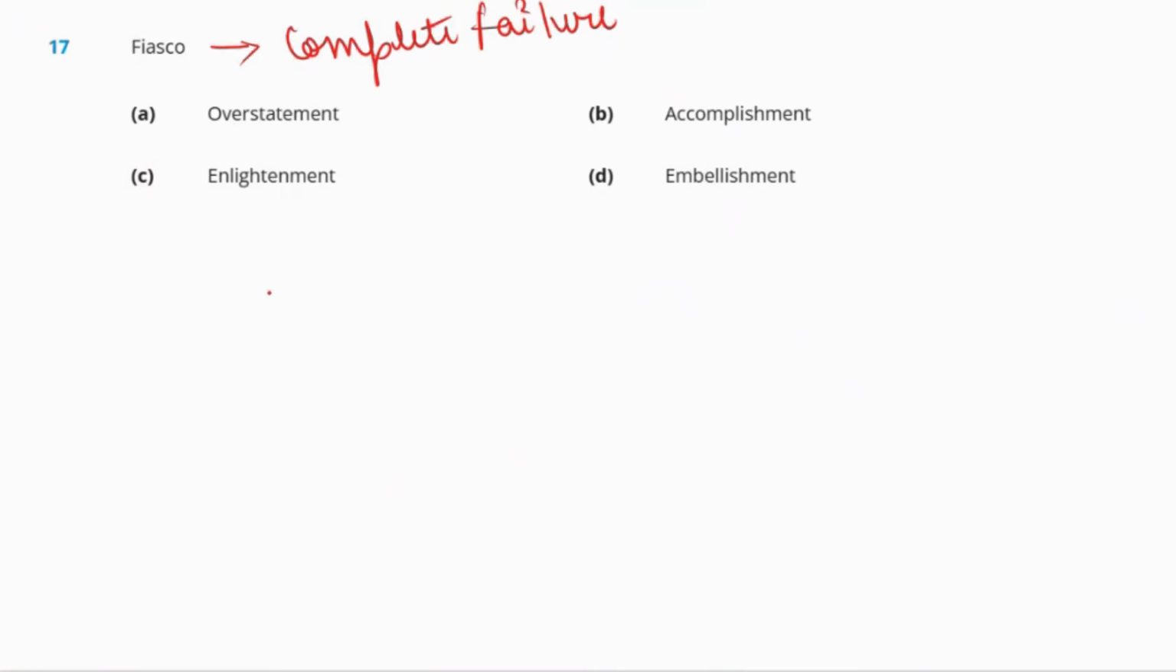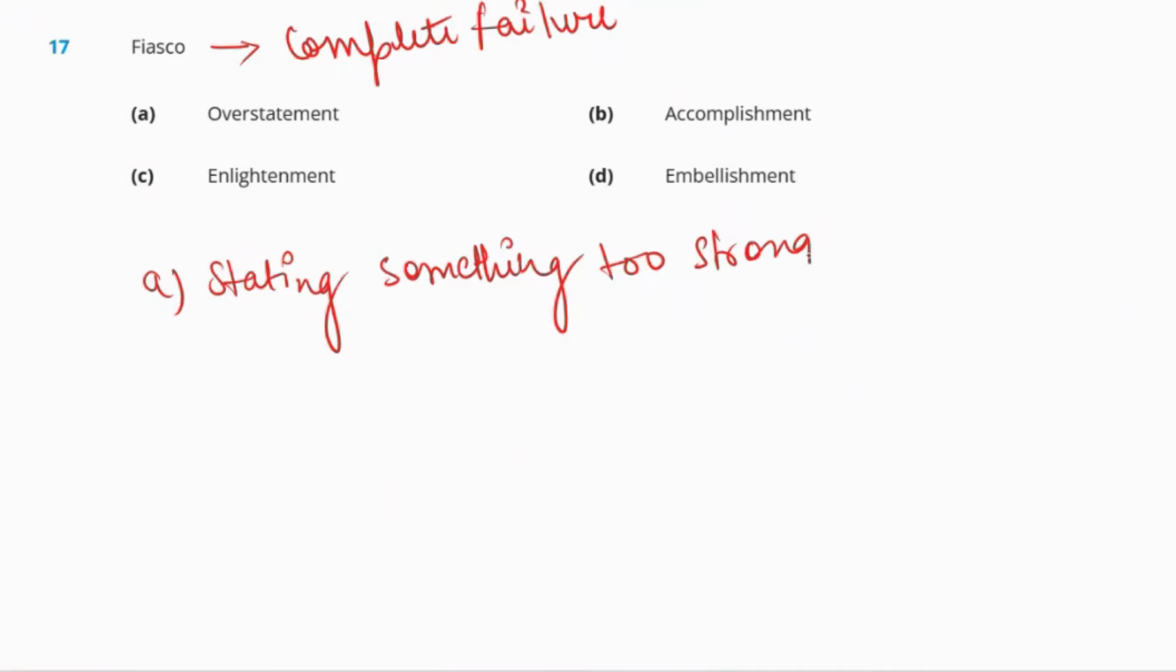So, I will explain the meaning of all of these options. The first one is overstatement. So, what does overstatement mean? Overstatement means stating something too strongly. Okay. Next is accomplishment, option B. So, what does accomplishment mean? Accomplishment means success or completion.